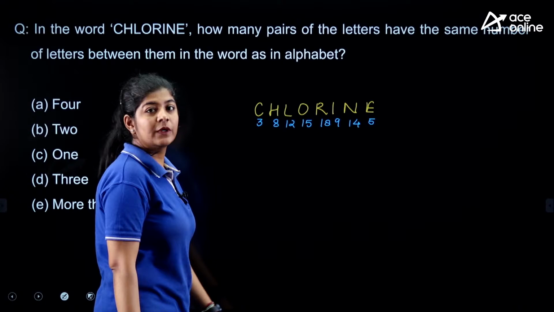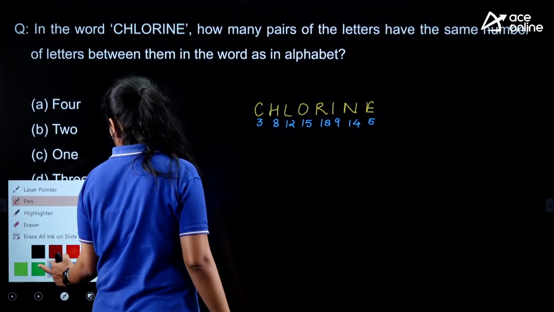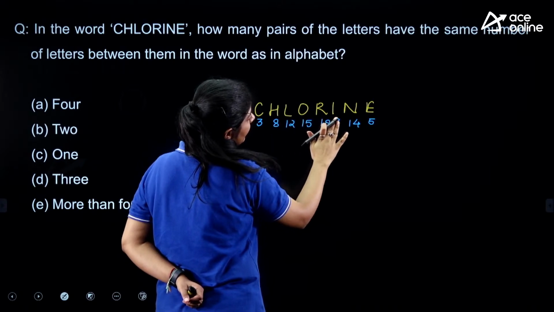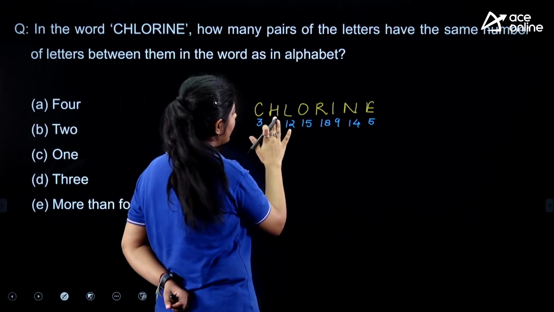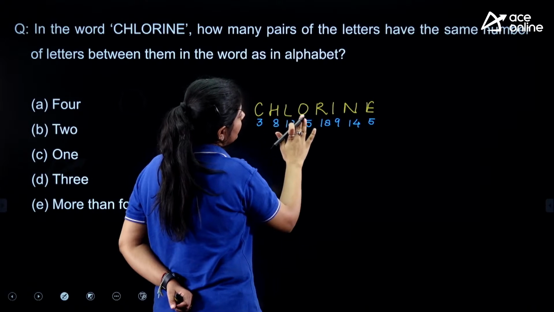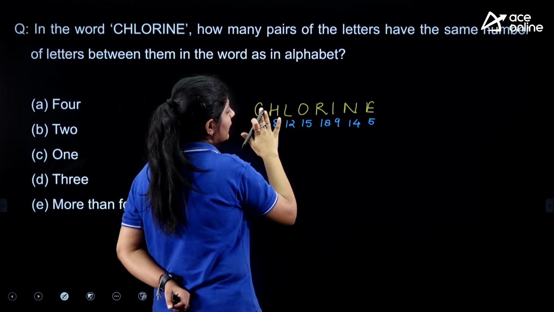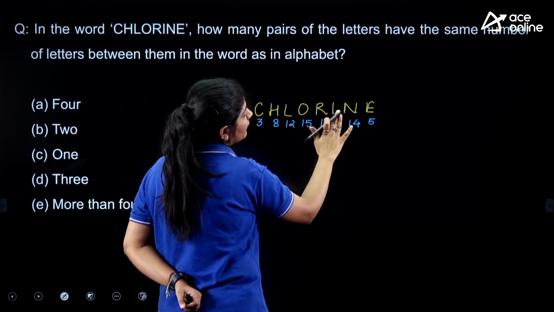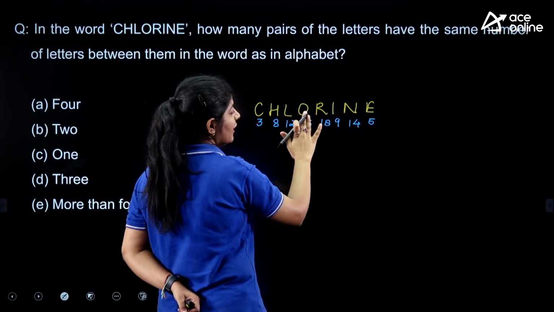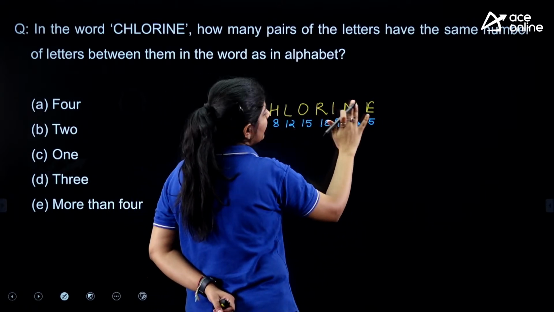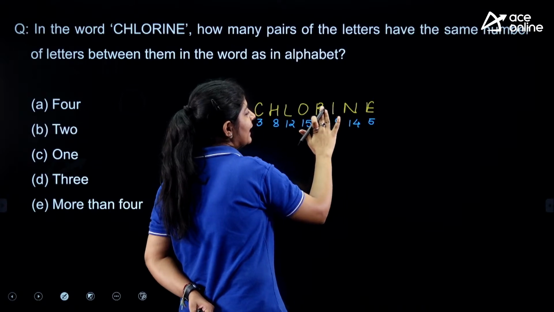Now afterwards, we just simply need to calculate it. 3, 4, 5, 6, 7, 8, 9, 10. Next, 8, 9, 9, 10, 11, 12, 13, 14. Next, 12, 13, 14, 13, 14, 15, 16, 17. Next, 15, 16, 17, 18, 16, 17, 18. Next, 9, 10, 11, 12.